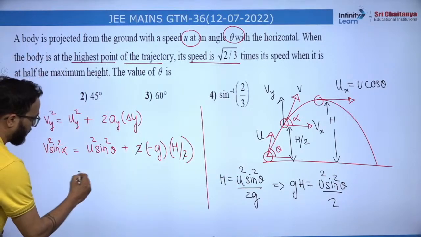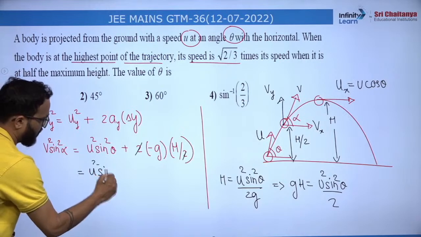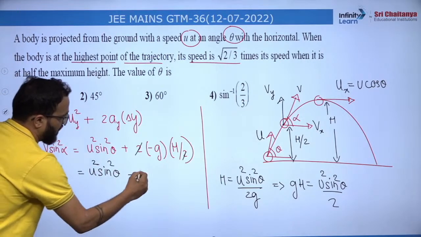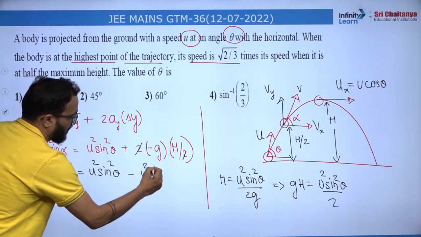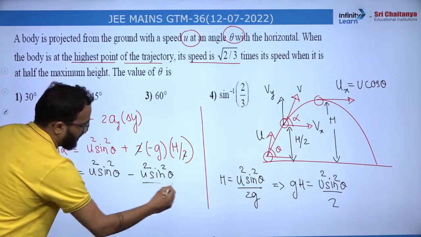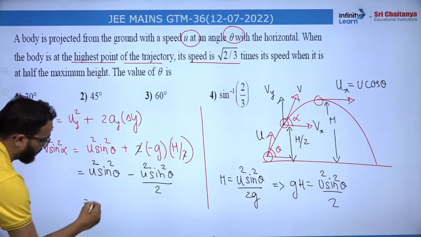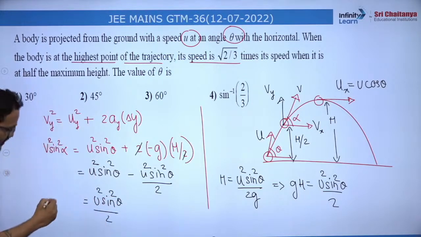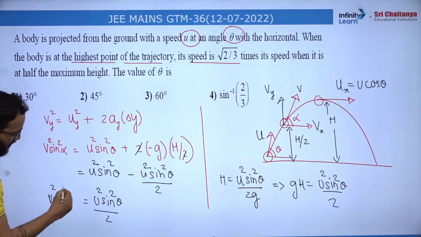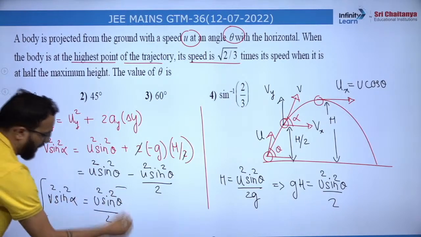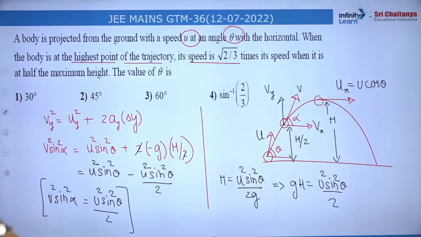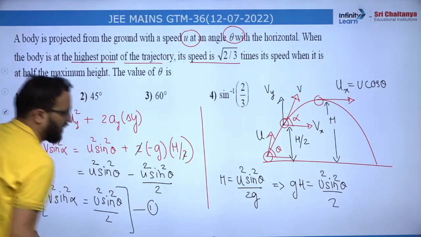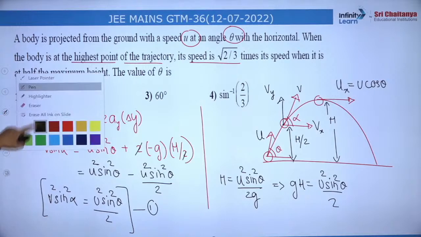So it will become u square sine square theta minus u square sine square theta by 2, which is going to become u square sine square theta by 2, and this is what? v square sine square alpha. I hope it is understood. So from here we will have one equation that v sine alpha is u sine theta by root 2, okay? Let this be just equation number 1 and leave it. Okay, now let's come to the next part.